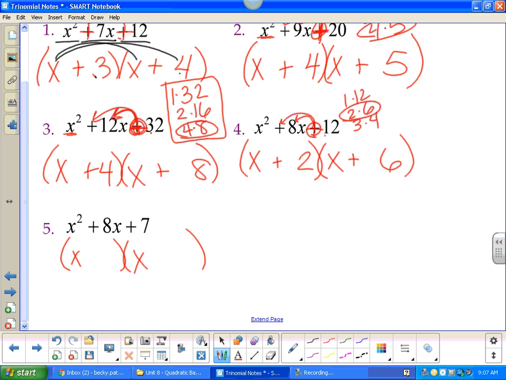X and x. Factors of 7. Well, the only pair we got is 1 and 7. I need the pair that'll add to give me an 8, and 1 and 7 do. Signs same, both positive.